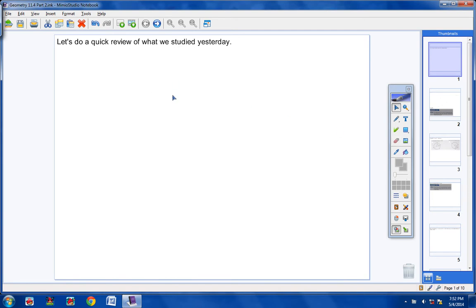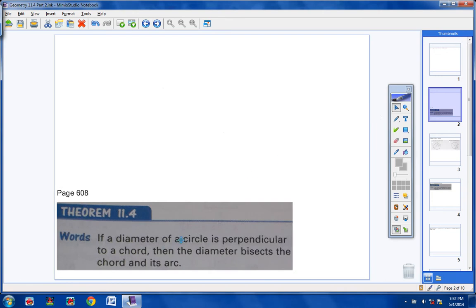Let's quickly do a review of what we studied yesterday. And so here we go. We looked at two theorems yesterday. The first theorem says if the diameter of a circle is perpendicular to a chord, then the diameter bisects the chord and its arc. So basically what we said is this.